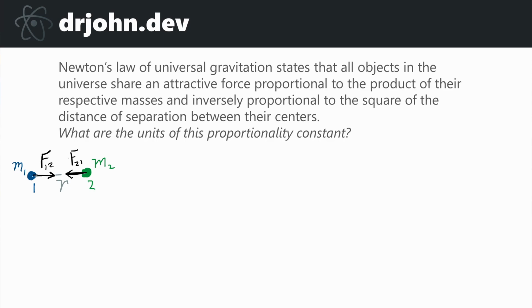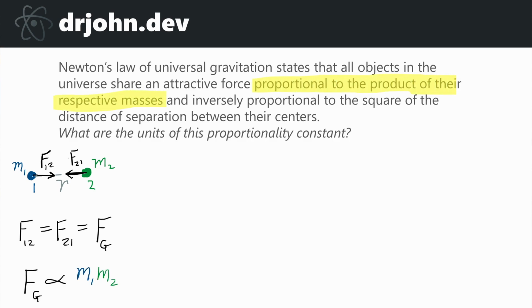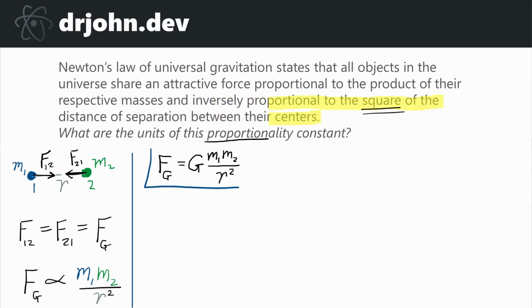Both of these forces are equal in magnitude since they involve the same masses separated by the same distance. So let's just consider one of these forces and label it F sub g. According to Newton, F sub g is proportional to m1 times m2 divided by r squared. To form an equality, we need to insert a proportionality constant. For Newton's law of gravitation, this proportionality constant is usually denoted with a capital G for gravity.